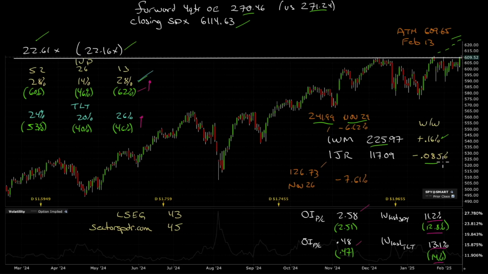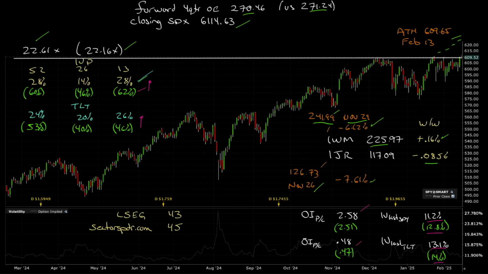IJR basically flat, down 0.085%. Call that zero. 117.09. Small caps just not coming along for any of this. So IWM is still 6.6% off its most recent high. This, we'll call it a cycle high, and this was an all-time high on IJR, down 7.61% there. I think that pattern continues for a while of small cap underperformance to large cap outperformance.